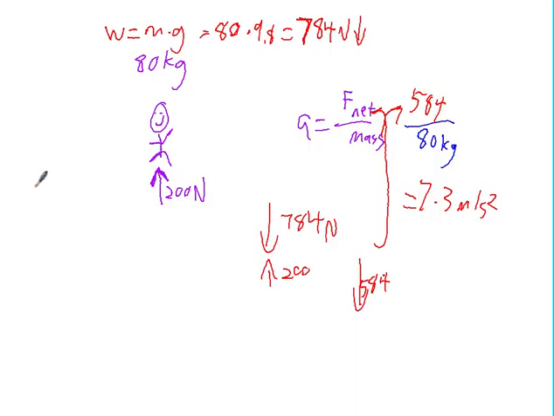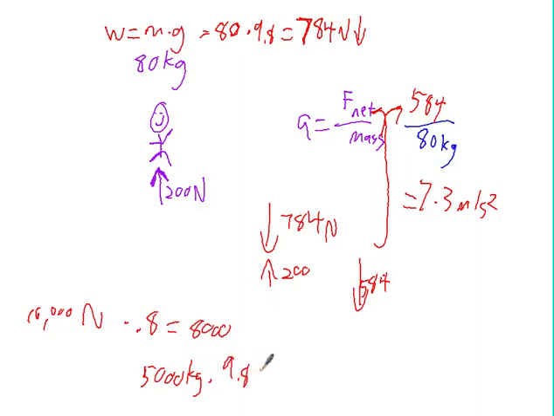Set 27 is fine. 28. All you have to do is take the newtons, 10,000 newtons, times the percentage. So 10,000 newtons times 0.8 equals 8,000. And 29, if you have mass, it's in kilograms. So 5,000 kilograms times the gravity. Then you multiply that.